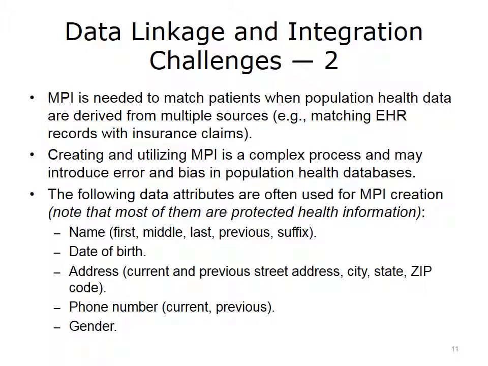The following data attributes are often used to create MPIs. First, middle, and last name. Date of birth. Current and previous address, including street address, city, state, and zip code. Current and previous phone number. And gender. Note that most of the data elements needed to create MPIs are considered protected health information and may not be available for the matching process.